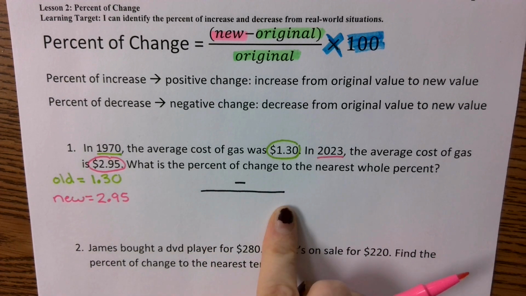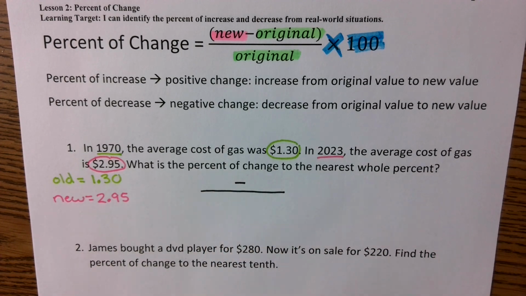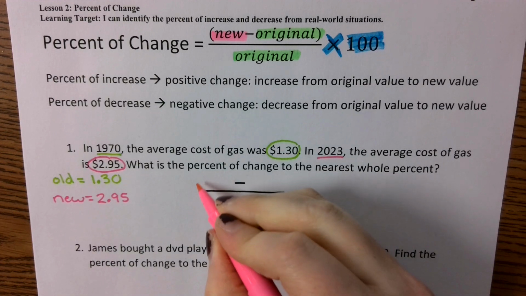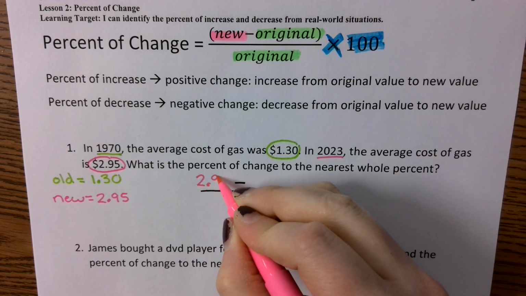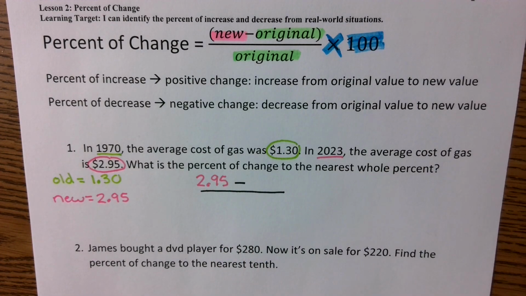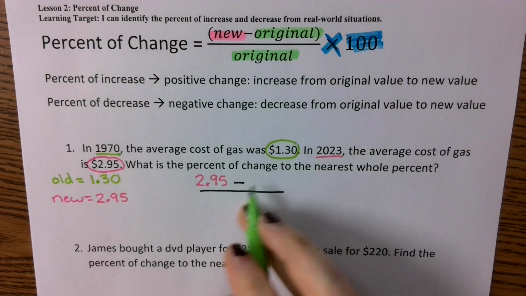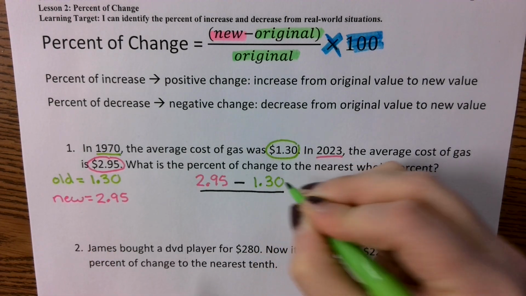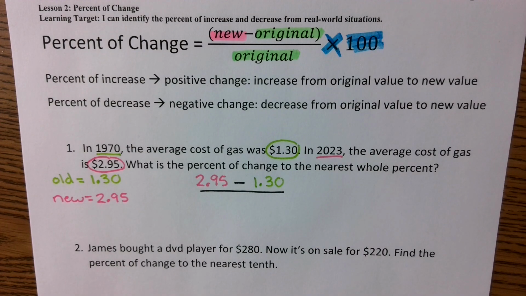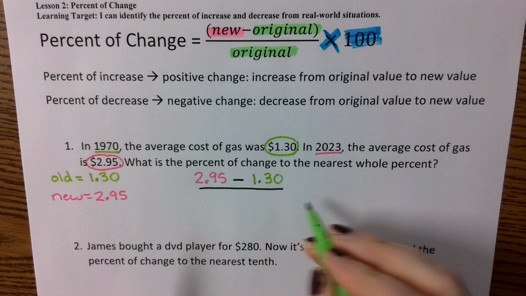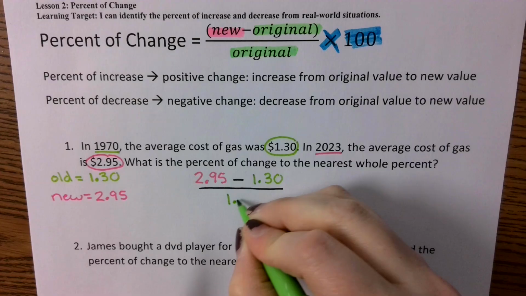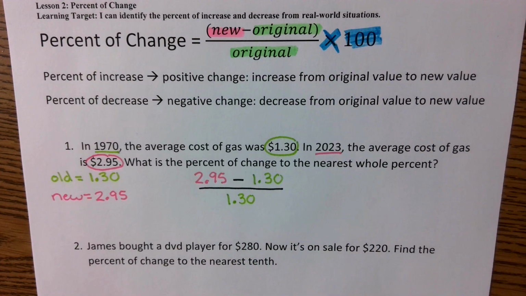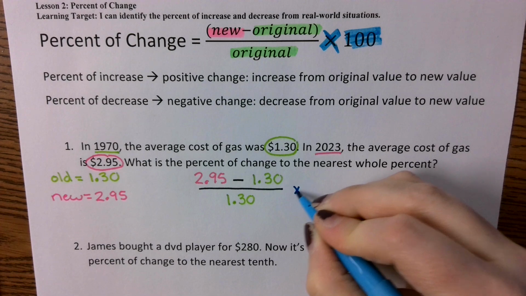I know it's going to be a division problem. I know that there's going to be subtraction inside there. So we're taking 2.95, that's my new. I'm going to subtract 1.30. Then I'm going to divide that answer by 1.30. And then at the very end, I'm going to hit that I'm multiplying it by 100.